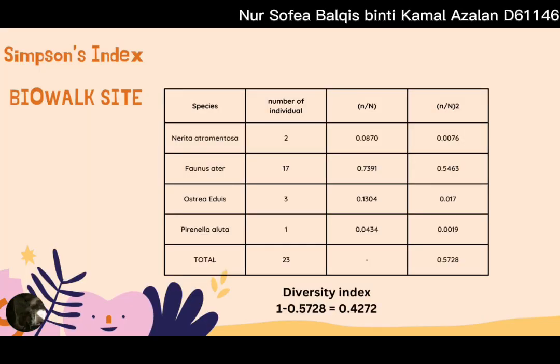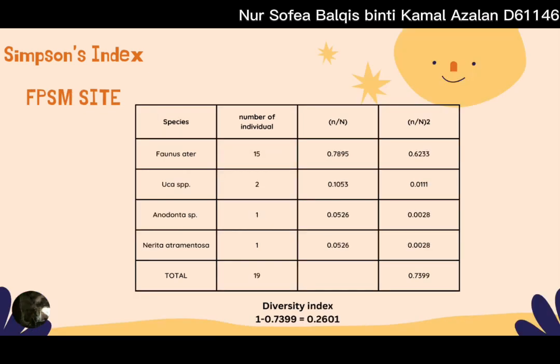This is the Simpson index from the Biowalk site. The diversity index we got is 0.4272. Then the second table is the Simpson index for the FPSM site. We got the diversity index of 0.2601.